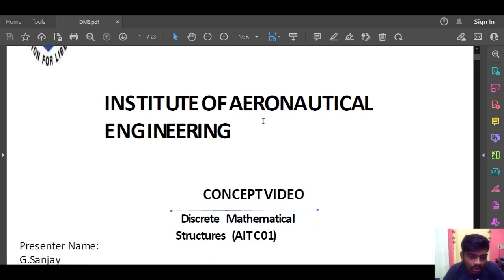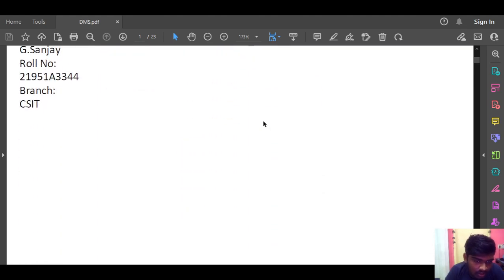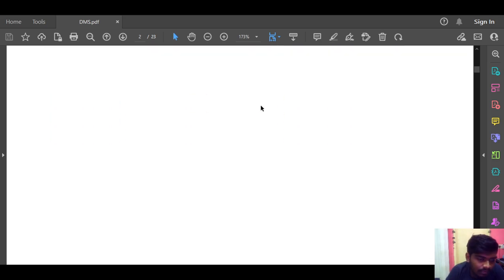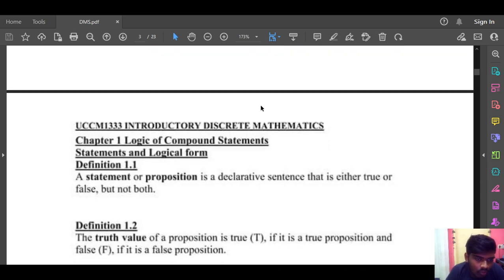Today my concept video topic of discrete mathematical structures is forms of compound statement. So we are going to see about the statements and logical forms.